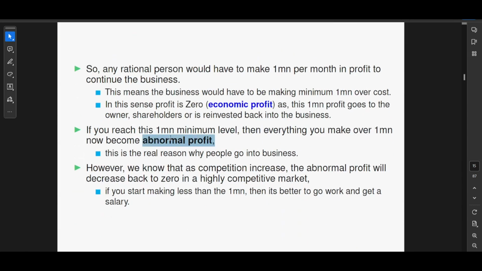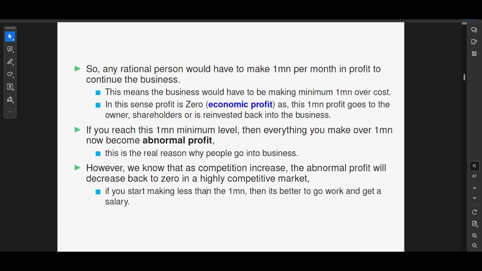Abnormal profit is basically when your economic profit is greater than zero. So the money you're making from the business is greater than the opportunity cost. This is the real reason why people go into business. Of course, you will do a business if it's paying you more money than a job. Why would you do a job when you can make more money selling or making a product? The reverse happens, right? Why would you do a business if a job can pay you more money than the business can pay you? However, we know that as competition increases, the abnormal profit will decrease back to zero in a highly competitive market.